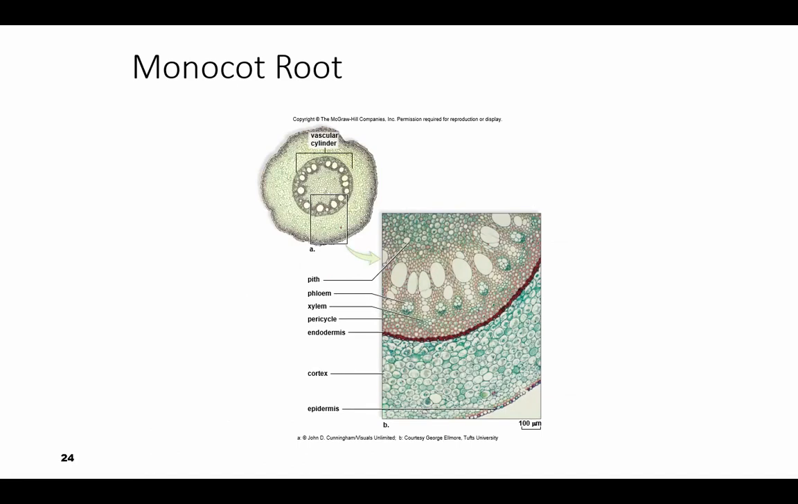So if you look at them, you can see how it's in a ring, and you see it alternates with the xylem and the phloem. The xylem is the red, and the phloem is the blue. So it alternates in those rings.